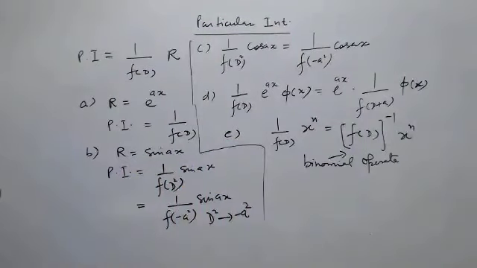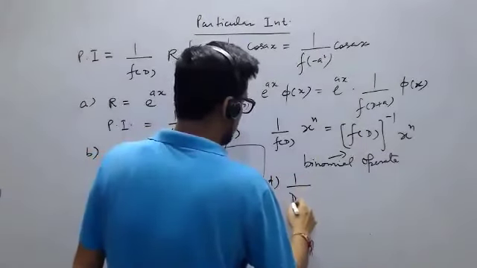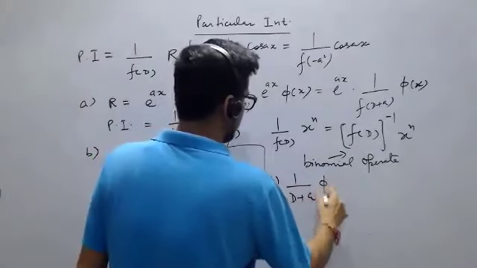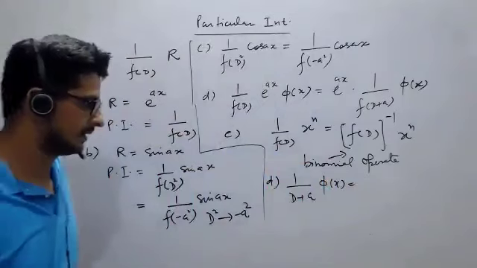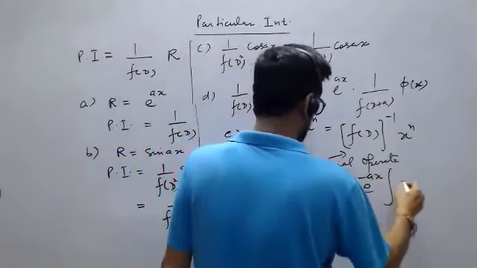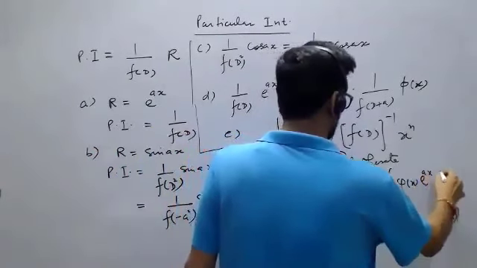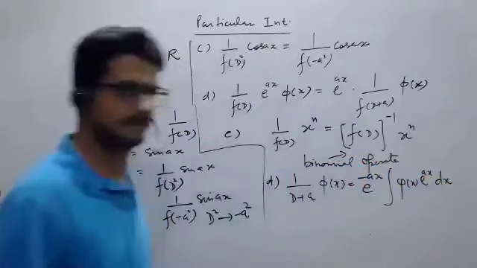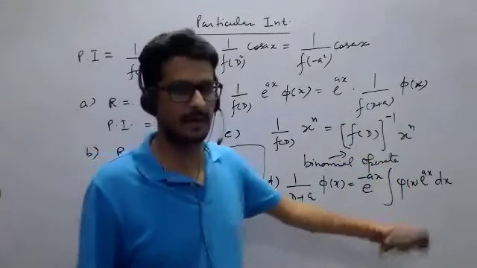Finally, sometimes this situation will arise: 1 upon D plus a, phi of x. In such a situation, you will write e to the power minus ax, integral of phi x e to the power ax dx. So this will also be very important.